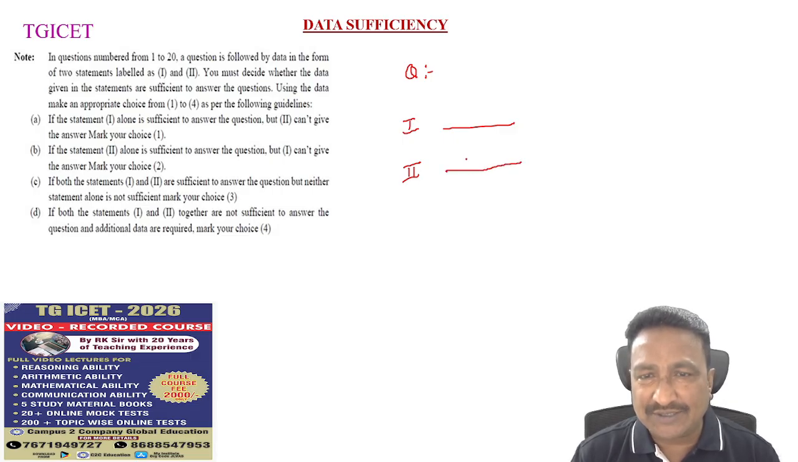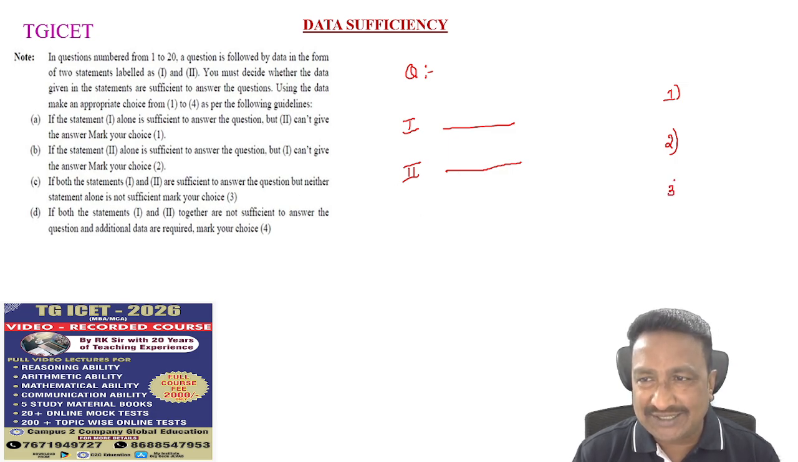So everybody understood, friends? For example, if you are getting the answer from statement 1 alone, then the answer is choice 1. Suppose you are not getting the answer from the first statement alone, but you are getting the answer from the second statement alone, then you have to mark choice 2. Suppose sometimes we are not getting the answer from the first statement as well as from the second statement. Then what do we have to do? We have to combine the first statement and the second statement. When you combine them and then you get the answer, you have to mark the answer as choice 3.